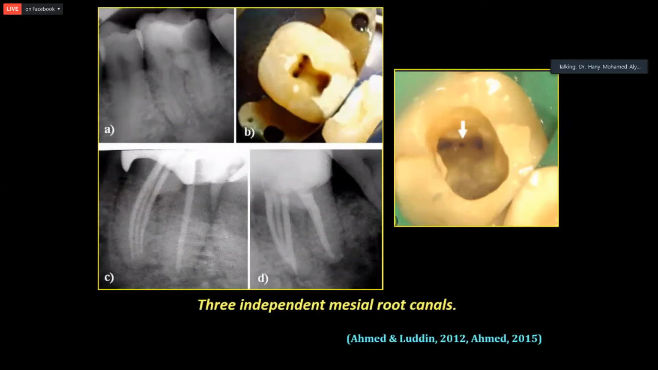These 3 canals in the mesial root usually are identified using some sort of magnification, such as dental loupes, or doing some troughing between the mesiobuccal and mesiolingual canals.